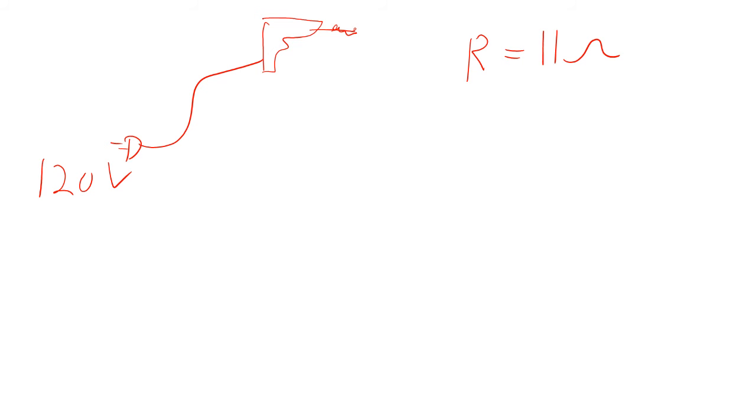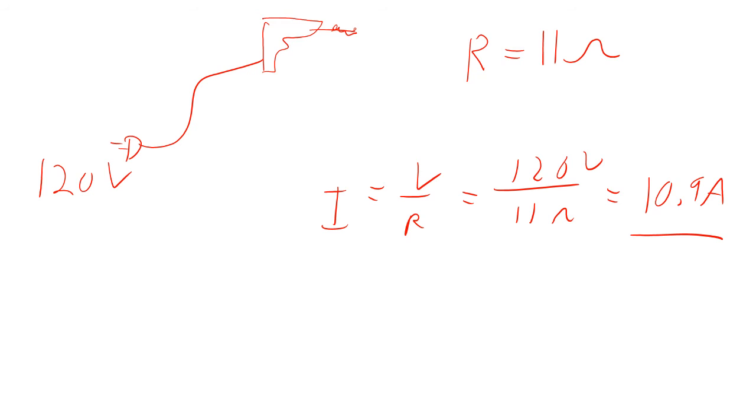Now, I know it's AC, not DC, but let's just pretend, because you can think of this as a circuit. And if you think of it as a circuit, naively, you'd say, well, how much current does the drill pull? You would think the current is going to be V over R, so 120 volts over 11 ohms, and so that would be 10.9 amps.